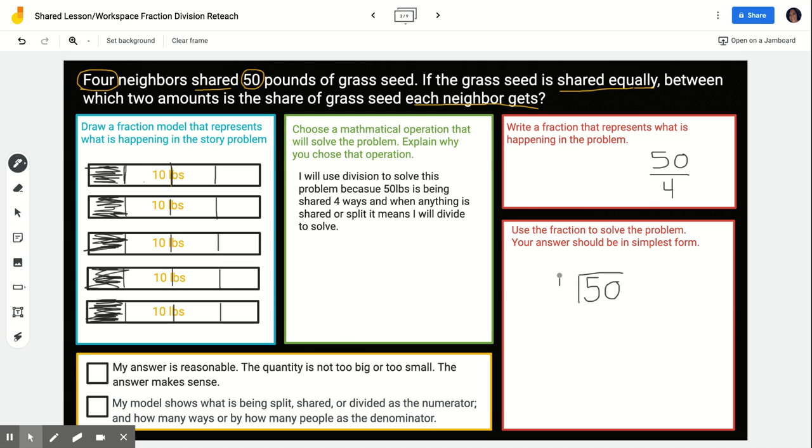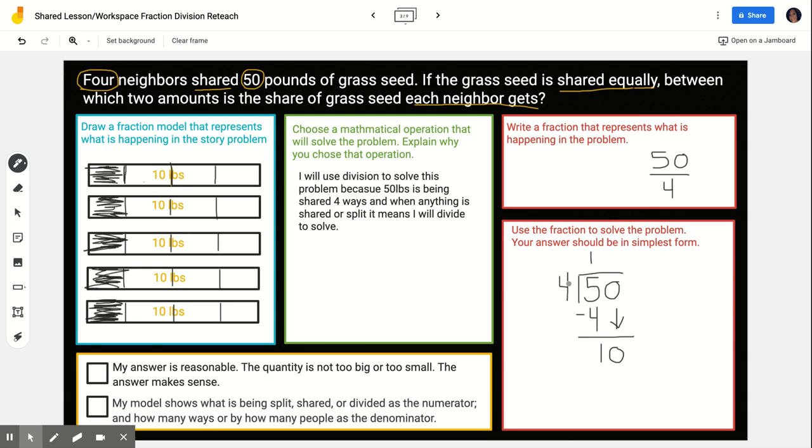So to solve, I'm going to use division, long division. So I'm going to start here in the tens place. How many groups of 4 can I make with 5? The answer is 1 group of 4. Doesn't go in evenly, so we have 1 left over. And I'm going to bring my 0 down and move over to the next place value.